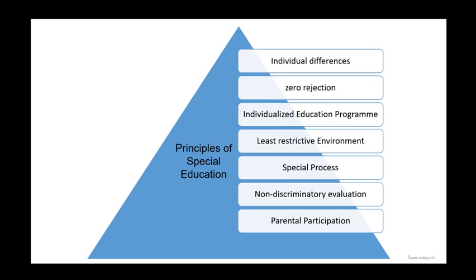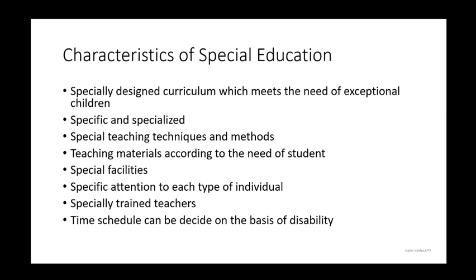These special needs students need individualized education program, as the need of different special education students is different, and the education which is being provided to the special needs students should be given in the least restrictive environment. Parental participation. Special education can be made effective if parents participate actively in the educational program designed for such type of students.